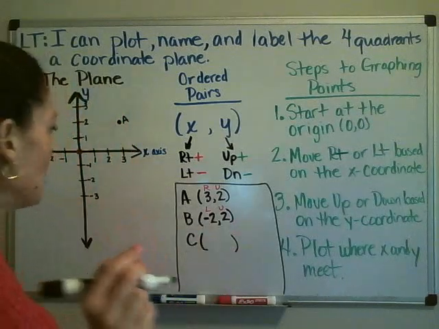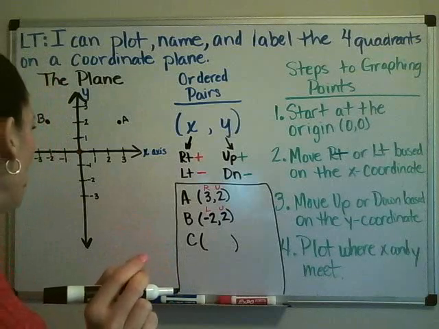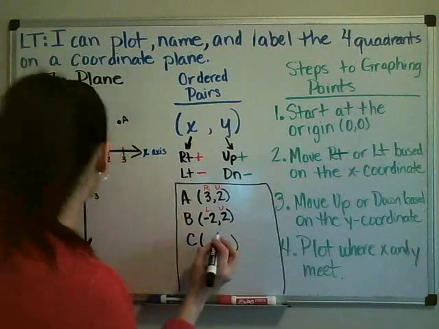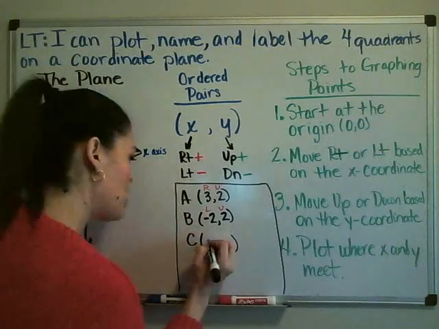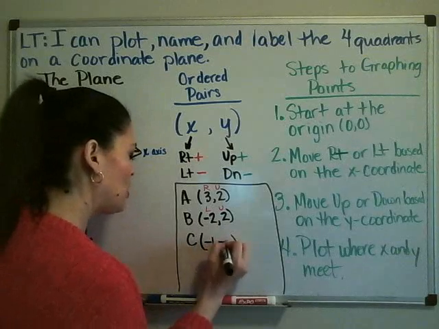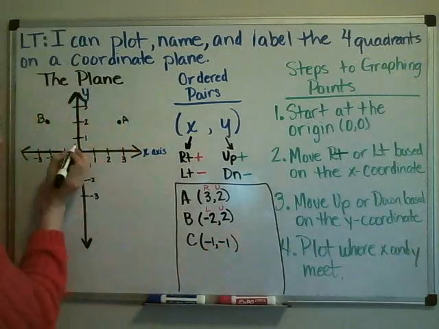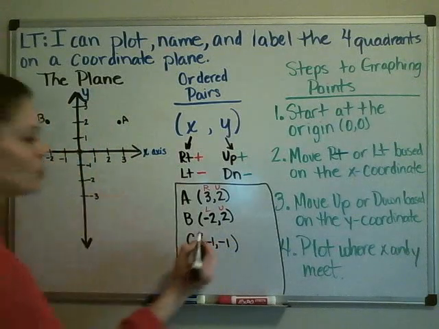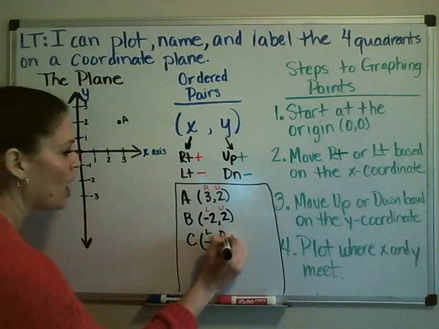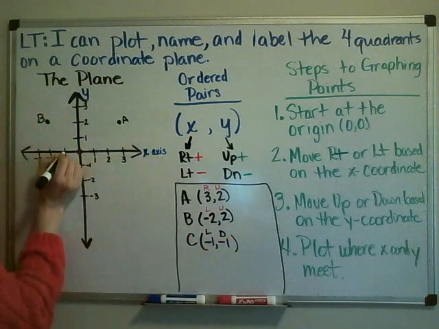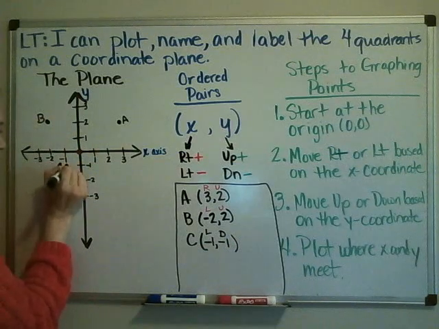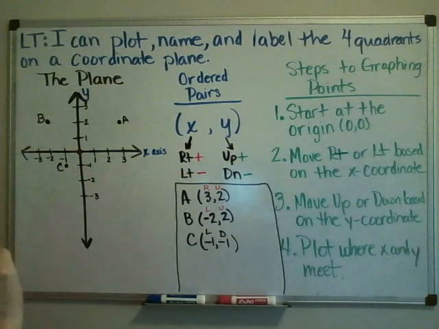Okay. C. Let's make them both negatives. So let's say -1, comma, -1. So if we start at the origin here, we're going to travel left, right? So left and down. So we're going to travel left to -1 and then down to -1. And we're going to label that point C. Okay? What do you think about that?